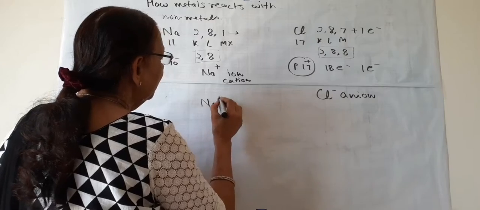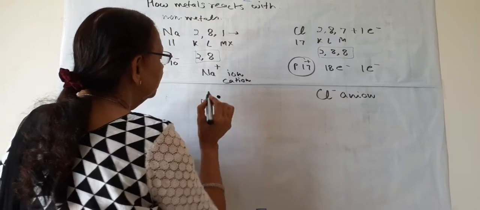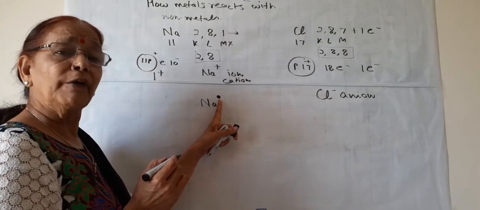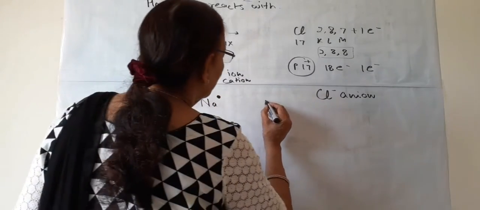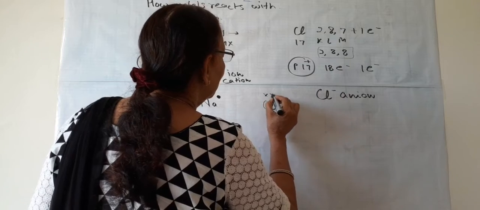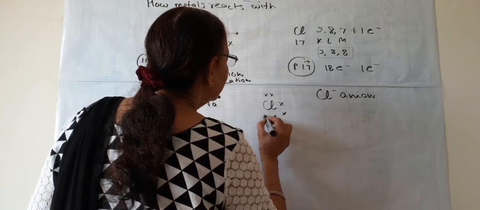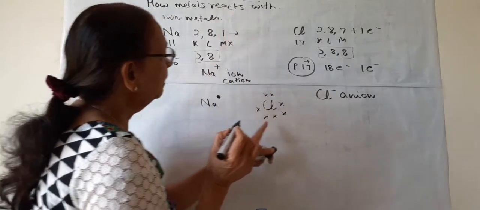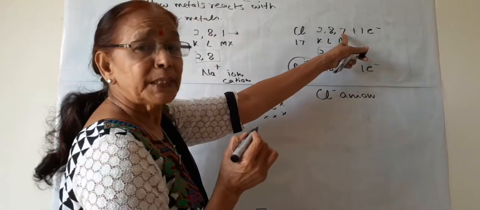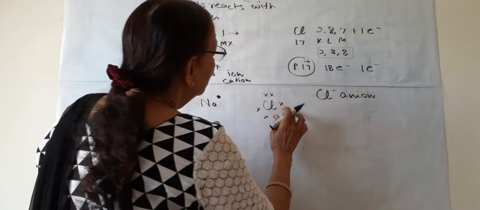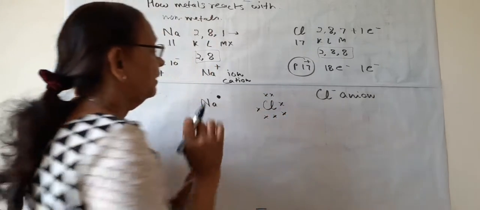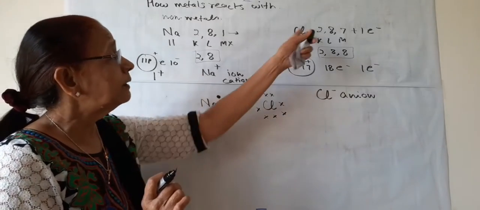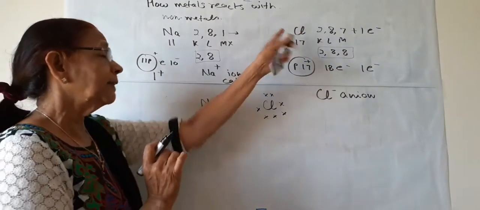This is Na, and suppose it has only one electron in the last shell. This is the electron of sodium. And chlorine, in the last shell, how many electrons were present? Here 7 electrons were present in the last shell: 2, 4, 6 and 7. I have drawn 7 electrons in chlorine when it is in the atom, like this.